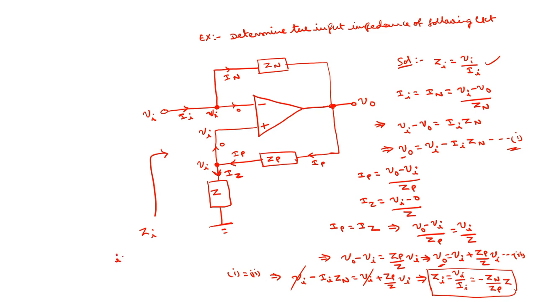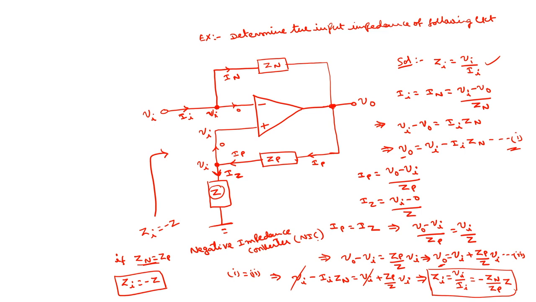So if I take the condition as Zn is equal to Zp, then what happens? Zi is simply minus Z. This Zi is simply whatever the Z is there, minus of this Z, if Zn is equal to Zp. That is why this is also called a negative impedance converter, called NIC. So this can be used to realize the inductors also.